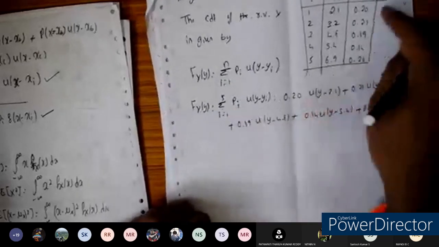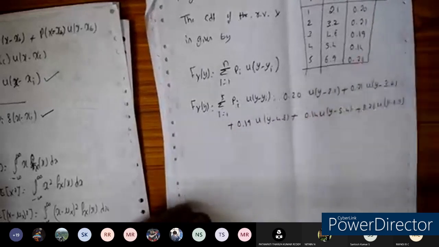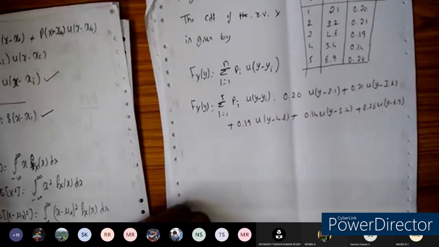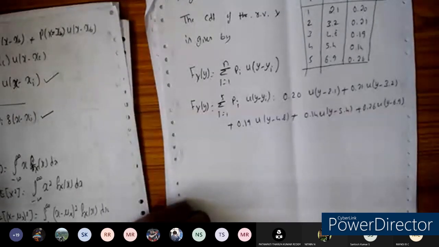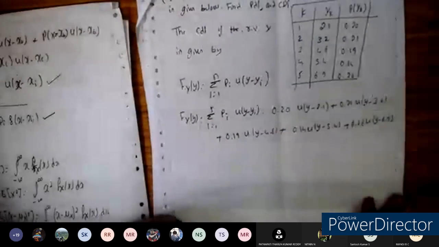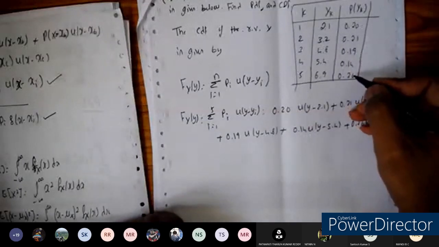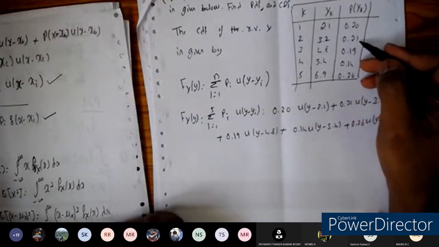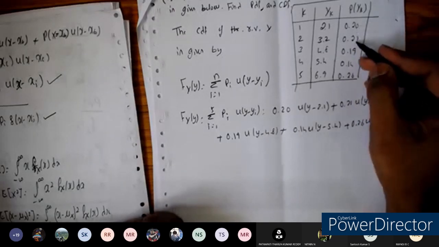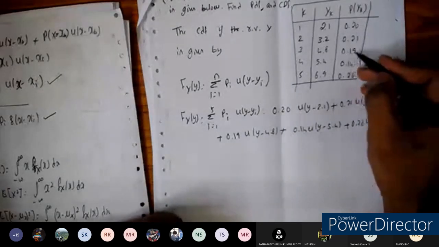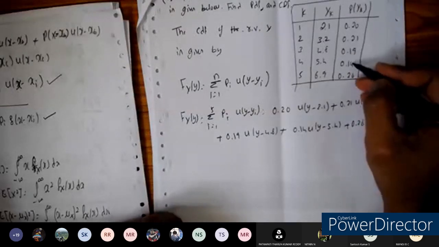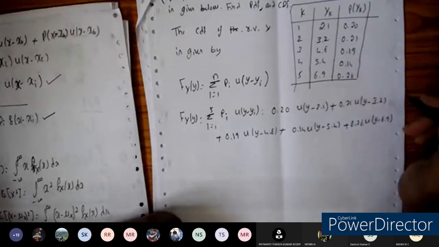By substituting the values of the corresponding probabilities, you get these values according to the table. If you sum up these probabilities, the result should be 1. 0.20 plus 0.21 is 0.41, plus 0.19 is 0.6, and 0.6 plus 0.4 gives 1.